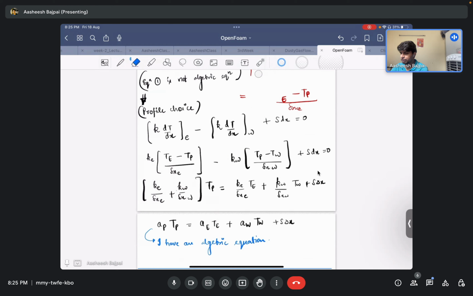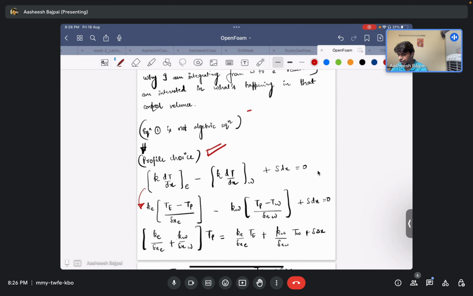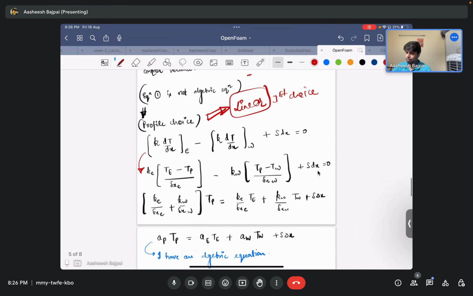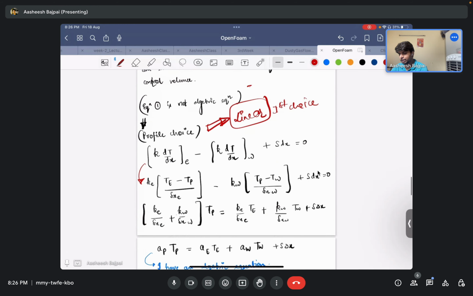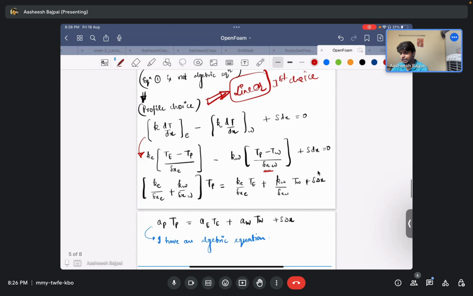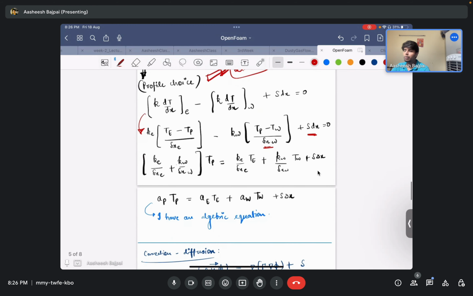So similar way I am removing this. I have written already here. So this is converted here, and this is the profile choice which I have considered as linear. So this is the first choice I have taken, and let's see how far I can go. So similar way, TP minus TW by delta XW will be there, plus S into delta X, and now I think we have converted that into the algebraic equation.